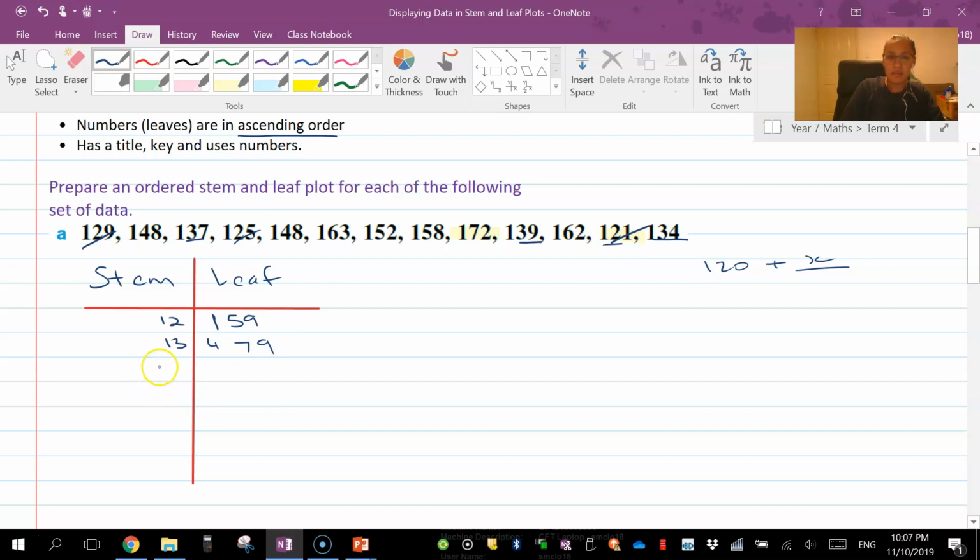For 14, there's an 8, so I'm just going to put a dash above it so I know that I'm counting it. So two 8s, and it doesn't matter in which order they go. Then 152, 158. Then 163, 162, so 16, 2 and 3. And 17, 2. Then I count them all to check that I have every data point.